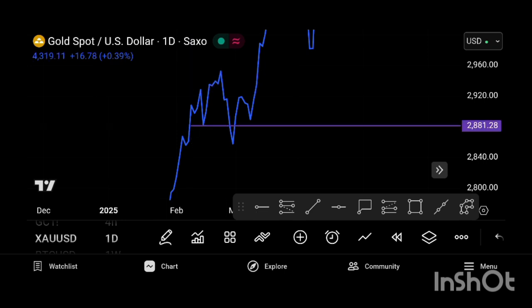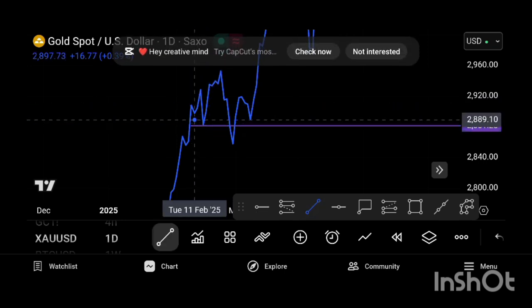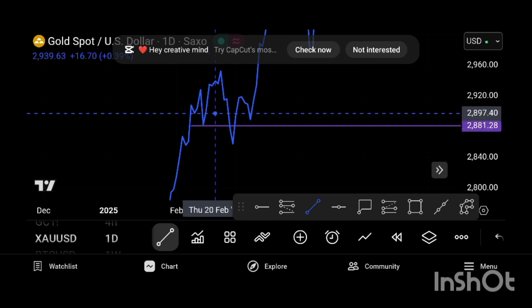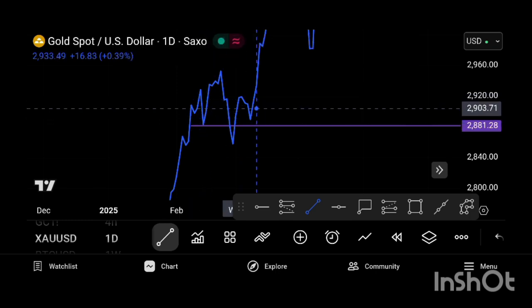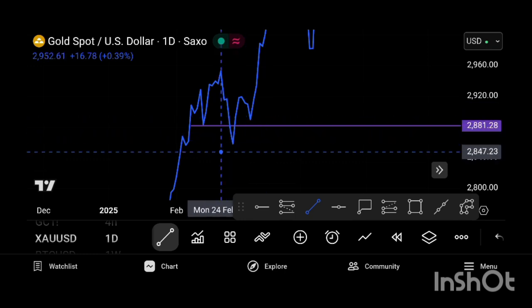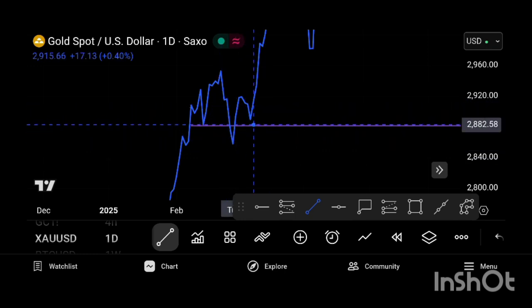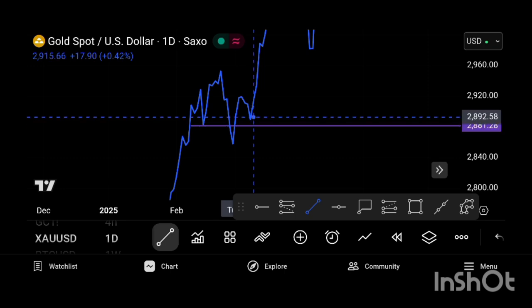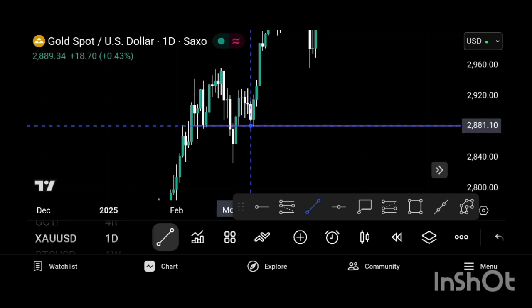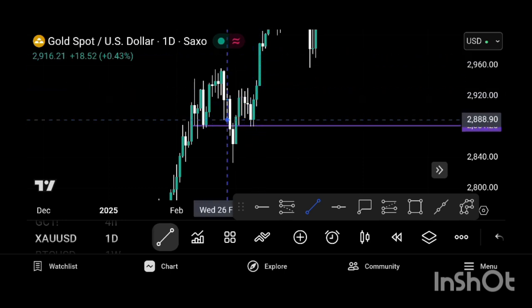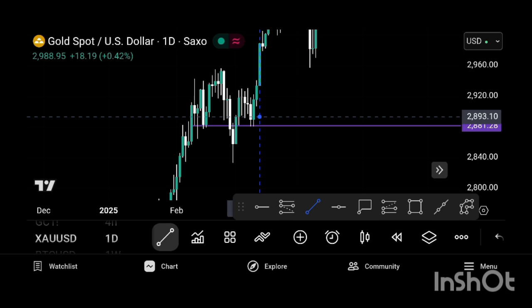So you have the left shoulder support here, you have the left shoulder support here, you have the head, and then you have price forming the right shoulder here. If we change to the line chart, I'm sure price will touch it. Yes, you see, price came, touched that place, and started buying from there. So this is head and shoulder support on the chart.